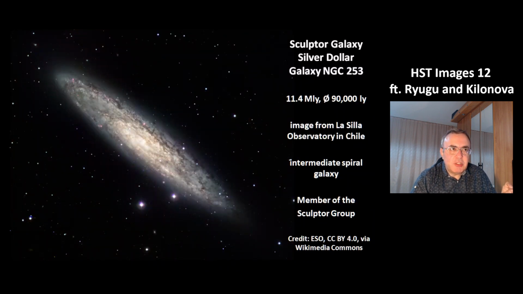This is a nice picture of the Sculptor Galaxy, also called Silver Dollar Galaxy, NGC 253, at a distance of 11.4 million light years. Its diameter is 90,000 light years. This image was taken from the La Silla Observatory in Chile. This galaxy is an intermediate spiral galaxy, which means it is between barred and unbarred, and it is a member of the Sculptor group of galaxies.